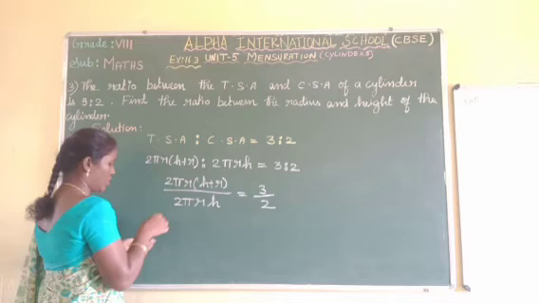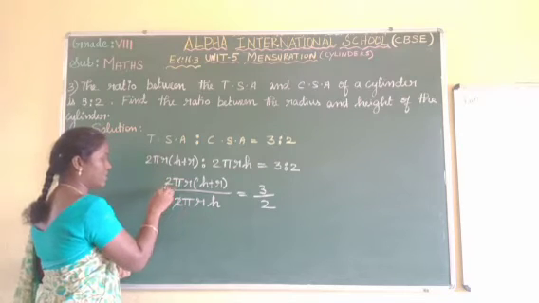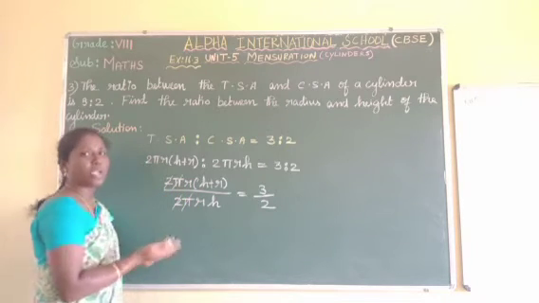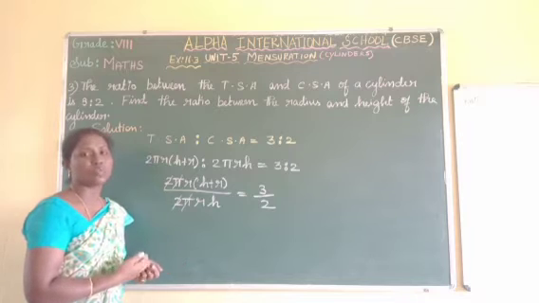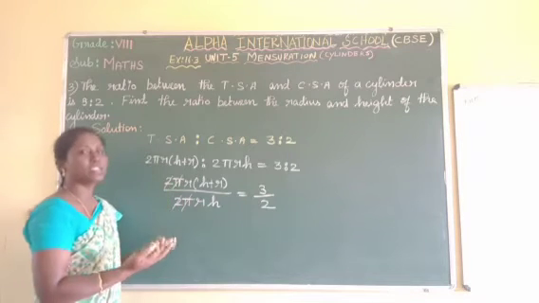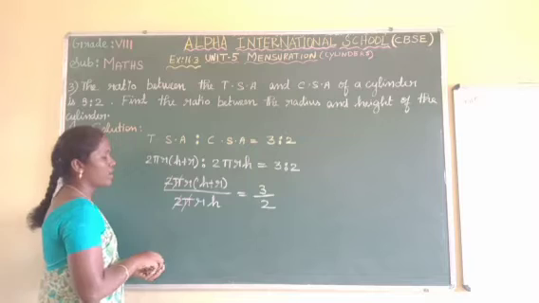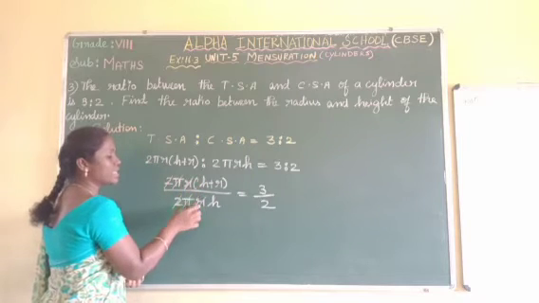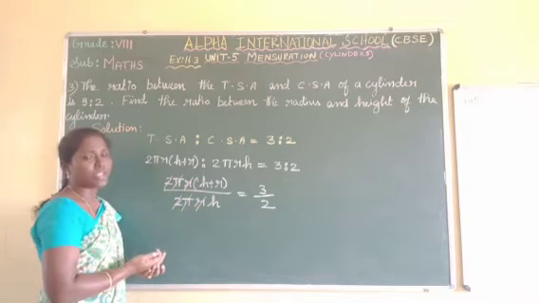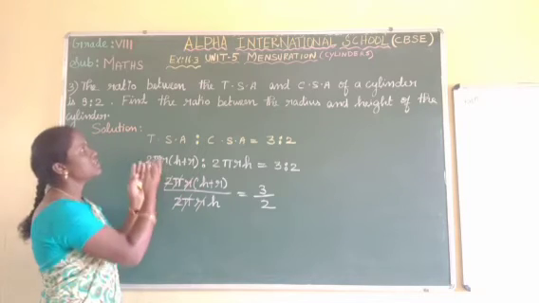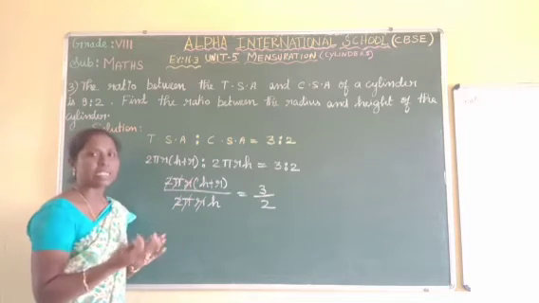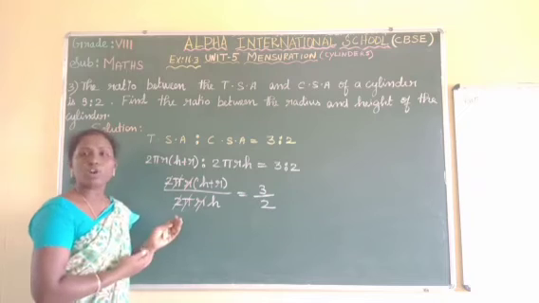How to simplify? 2 and 2 will cancel. Pi, whatever its value, both are going to be 22/7, so we can cancel the pi directly. And r, how are we cancelling the r? We don't know the exact value of the radius, but how are we cancelling this? This is for the same cylinder. For two different cylinders, we can't simplify that.